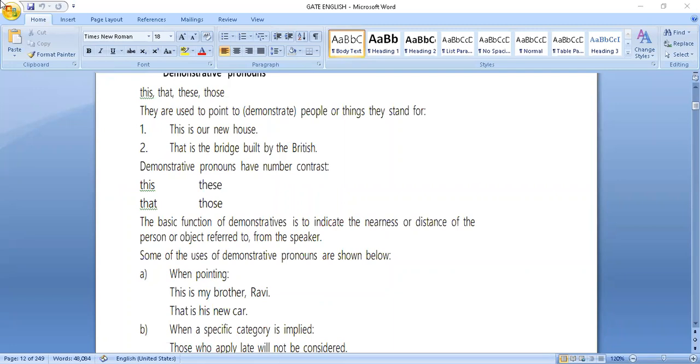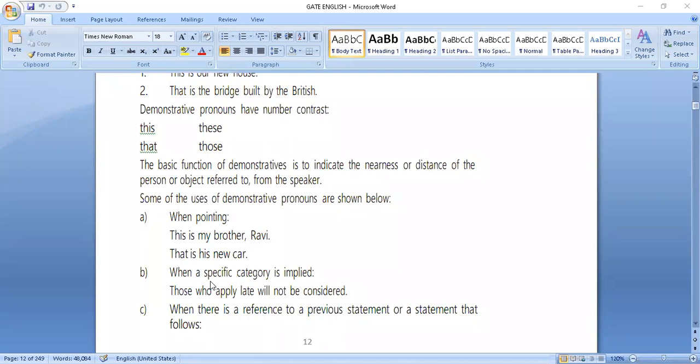When pointing: This is my brother Ravi. This is his new car. Sorry, that is his new car. When a specific category is implied: Those who apply late will not be considered.